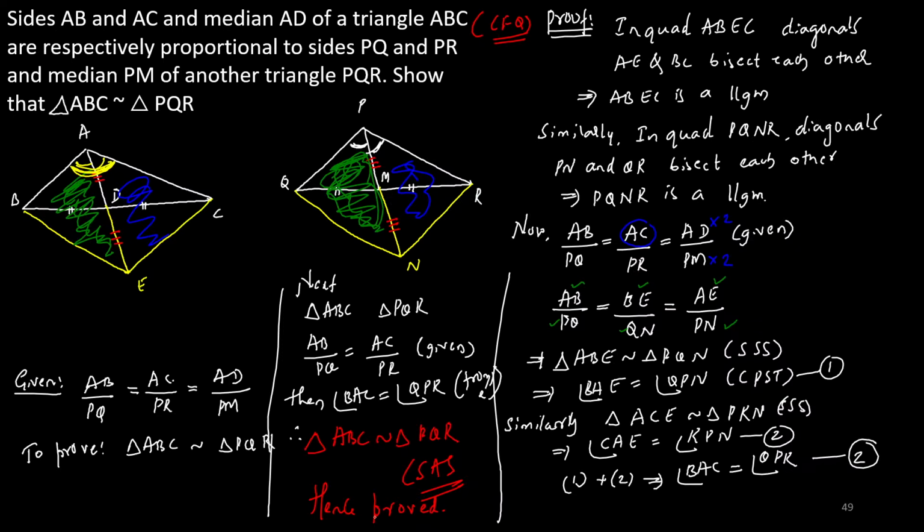So we can also take PR parallel to QN, and take QR as transversal. Definitely. Then angle PNQ is equal to angle NPR. Correct, you can take that one. So that also can be done. This angle is equal to this angle can also be done. No problem, you can do that also.